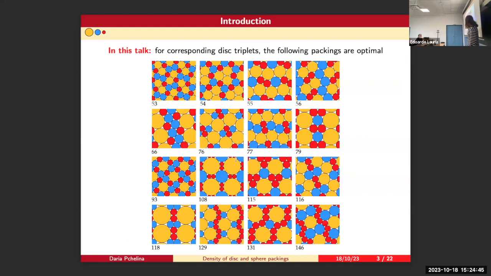For ternary disk packings, I proved that for each of these triplets of disk sizes, each of these packings is optimal. For instance, this packing is optimal among all packings by this triplet of disk sizes. But all of them are different. We'll talk about it later in detail.